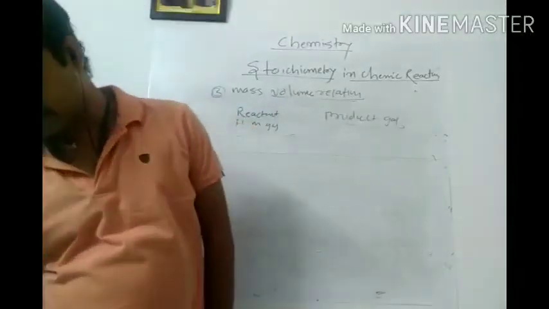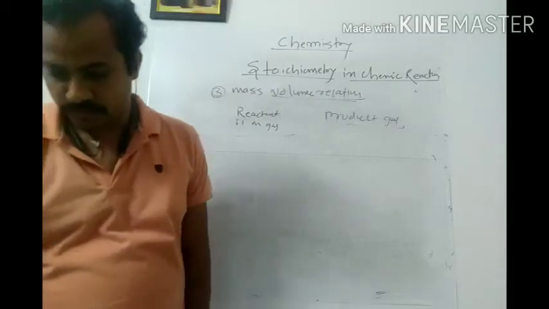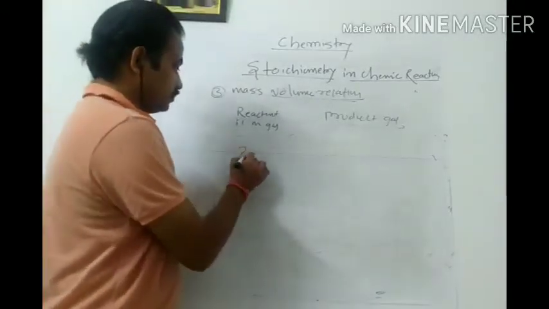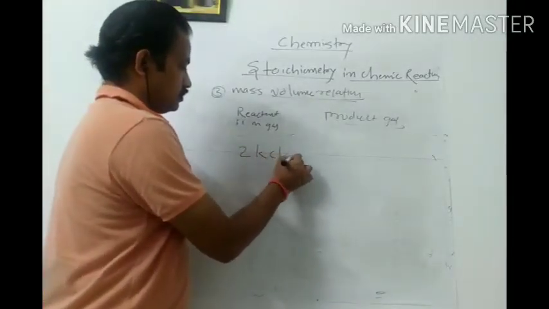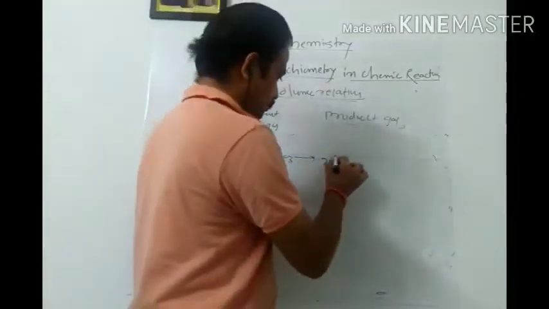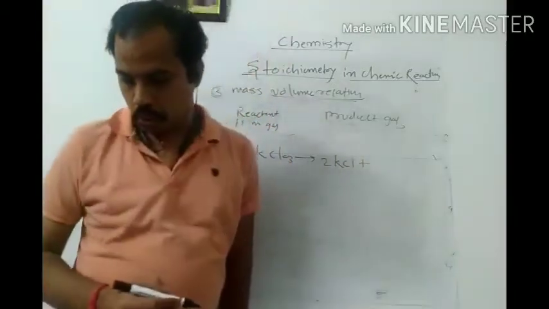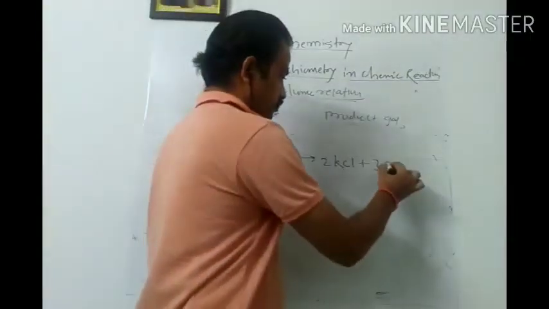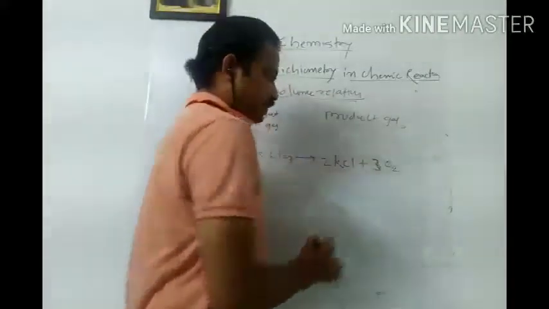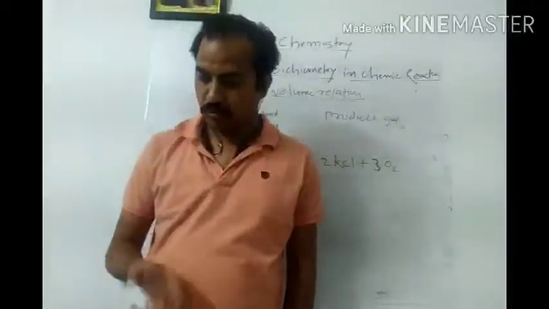Again we are going to discuss one example here. Let us say 2KClO3 decomposes into 2KCl plus 3 O2.